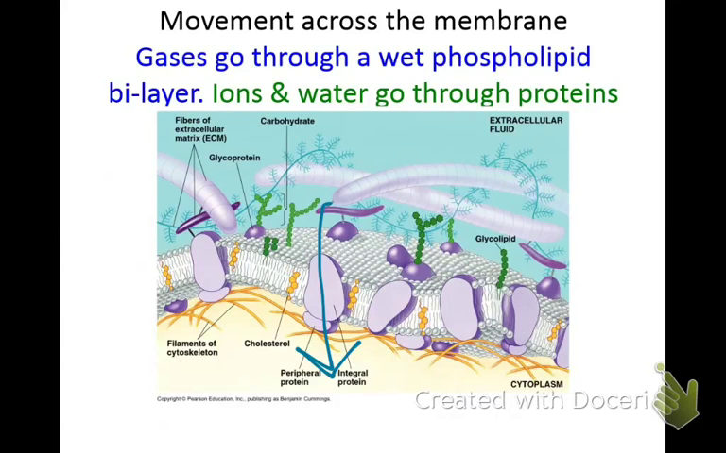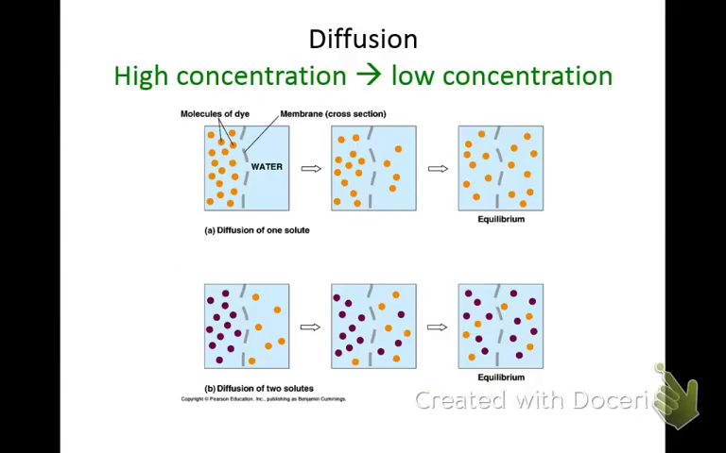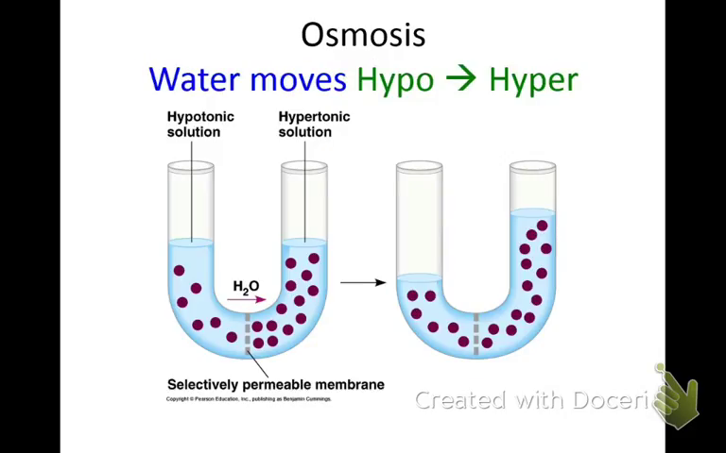Diffusion, this is the process where it's going with a concentration gradient. So if you look at the picture, it'll show you there's a whole bunch of the yellow molecules on the left side. So this is high concentration. Well, they're going to move to a low concentration. So all passive transport moves from high concentration to low concentration until equilibrium is reached, or homeostasis.